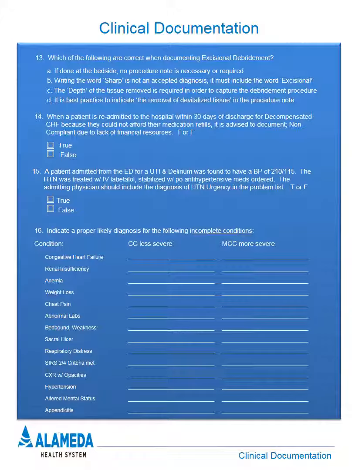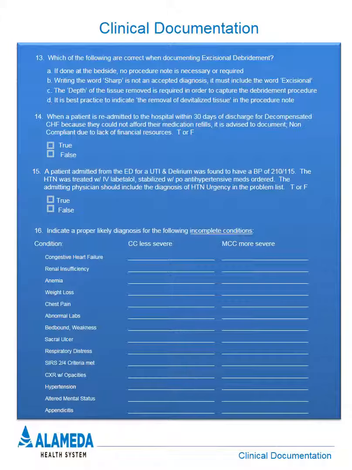Abnormal labs. So abnormal labs is not a diagnosis even if you list out the lab. So you would have to write hyponatremia or hypernatremia or pancytopenia. A more severe one would be something like pancytopenia due to chemo or radiation. Bedbound or weakness. A less severe would be like hemiparesis. A more severe might be functional quadriplegia.